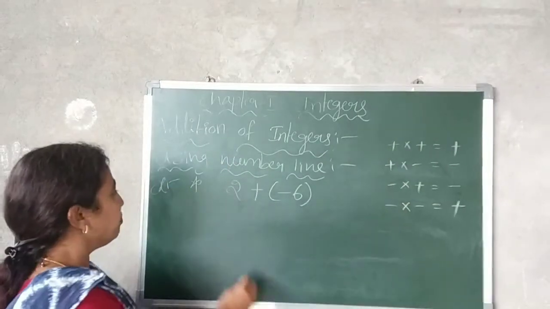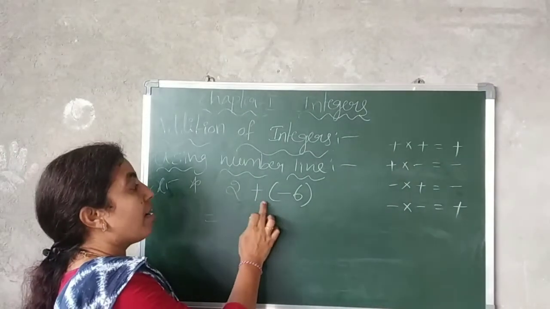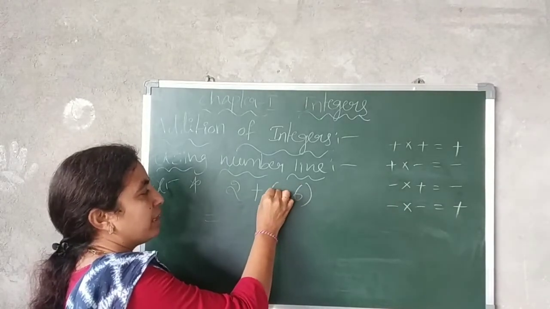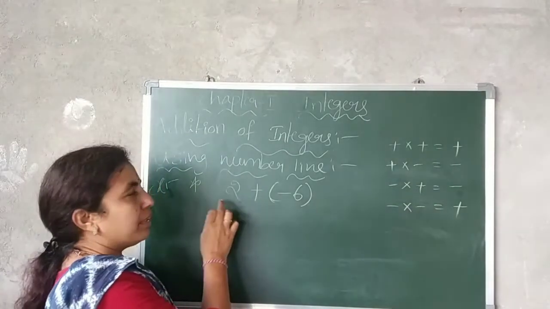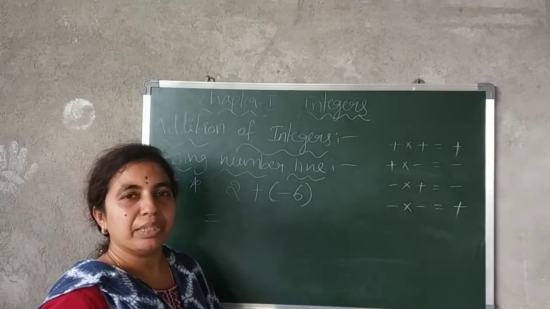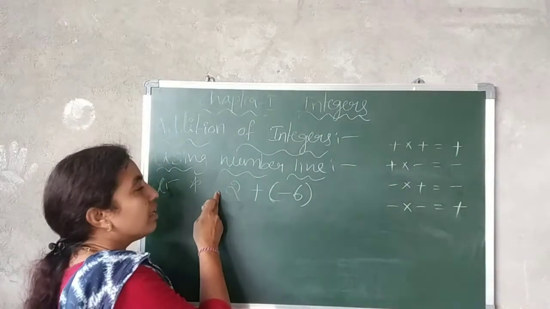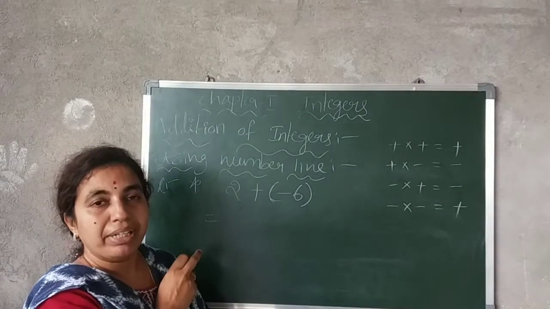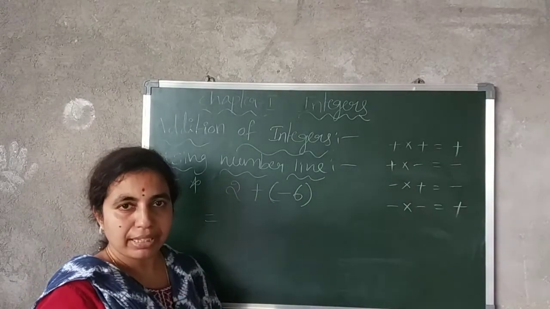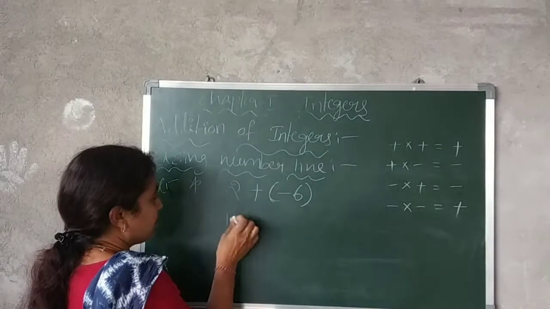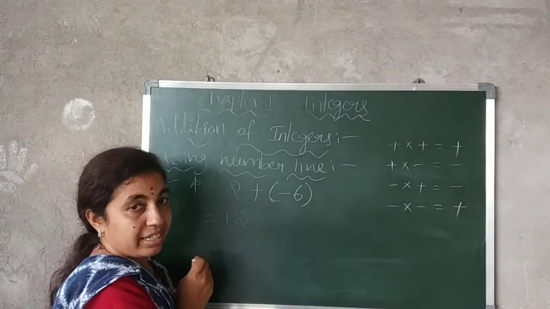Now coming to this problem, you have 2 plus of minus 6. This bracket is nothing but into. For the first number, we don't have any bracket, so write it as it is. The sign of that number: no sign is given for 2, that means it is plus 2. If no sign is given, you should consider it as plus 2. So I am writing it as plus 2.